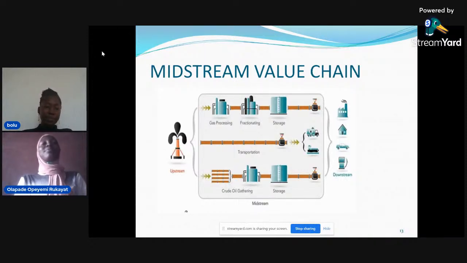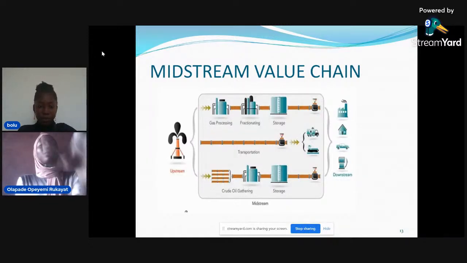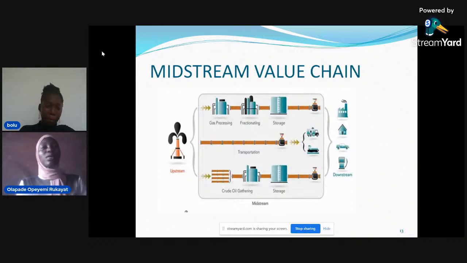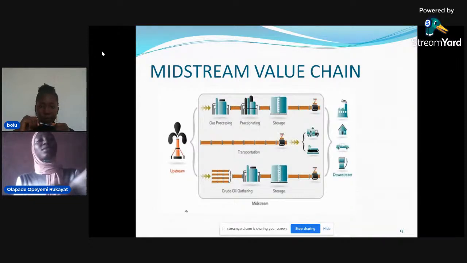So the midstream value chain, well, this is just like a diagrammatic representation of all what I've just explained. It shows the function of the midstream sector. And I don't know if you can see this clearly. Yes, you can see it. Okay, thank you. The upstream, if you notice, you can see two arrows, one up and the other one down. The one up is for the gas. So the first one, which is the gas processing, this is the point where I told you water will be removed from the gas.